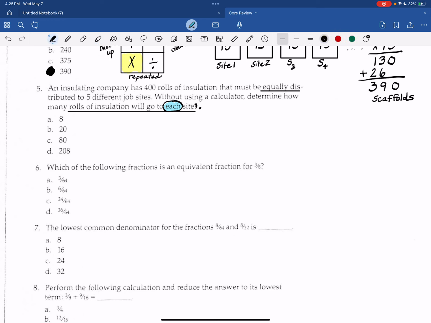My units will be rolls. And let me see if I can draw this one for you. Let's draw a cylinder. Actually, let's not. Let's say that this is my supply. We have 400 of these rolls. And we're going to send those to 5 different places.